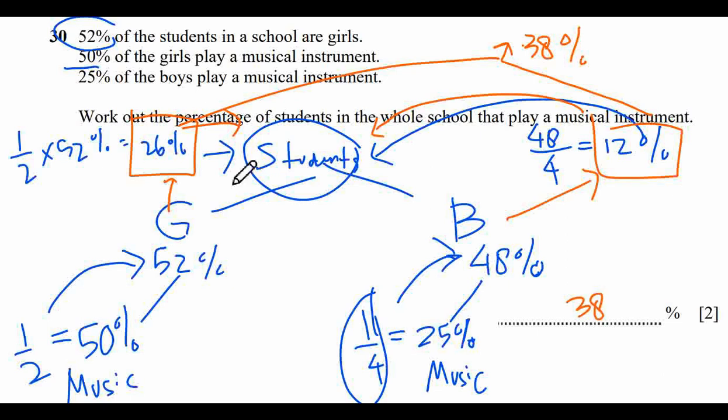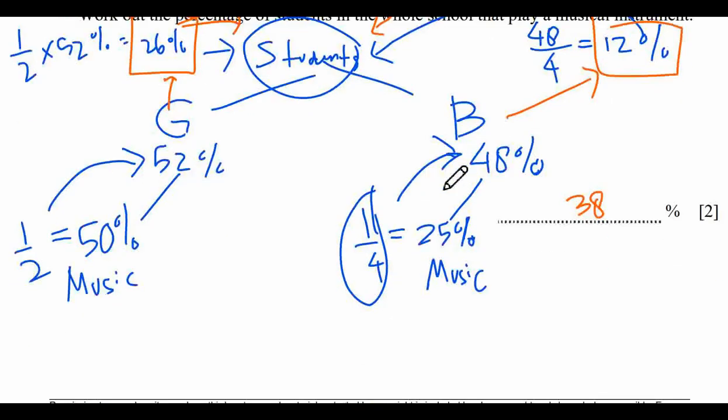Now this is the simple trick. 52 divided by 2 is 26. 48 divided by 4 is 12. 12 plus 26 is 38. That will be the answer. That is the last question.